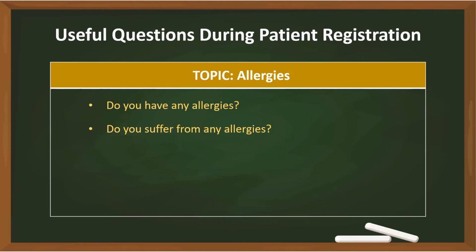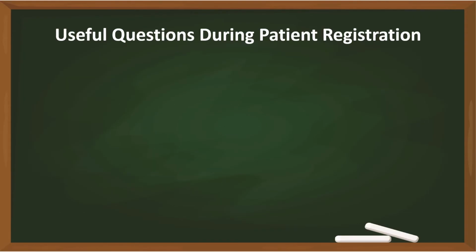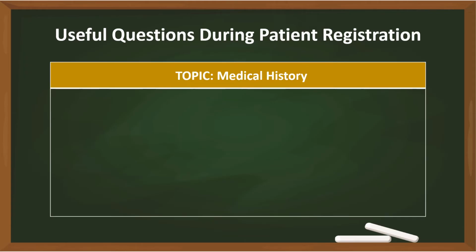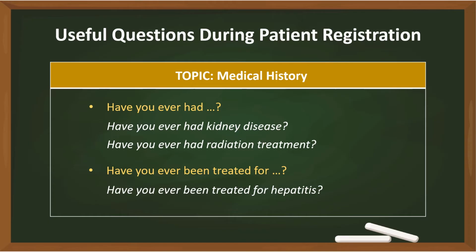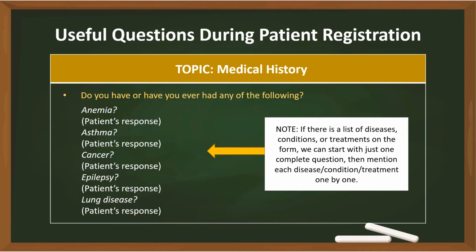Do you suffer from any allergies? Are you allergic to? Have you ever had an allergic reaction to? Then, for medical history, you can ask, have you ever had, or have you ever been treated for? If there is a list of diseases, conditions, or treatments on the form, we can start with just one complete question, then mention each disease, condition, or treatment one by one. For example, do you have, or have you ever had any of the following?